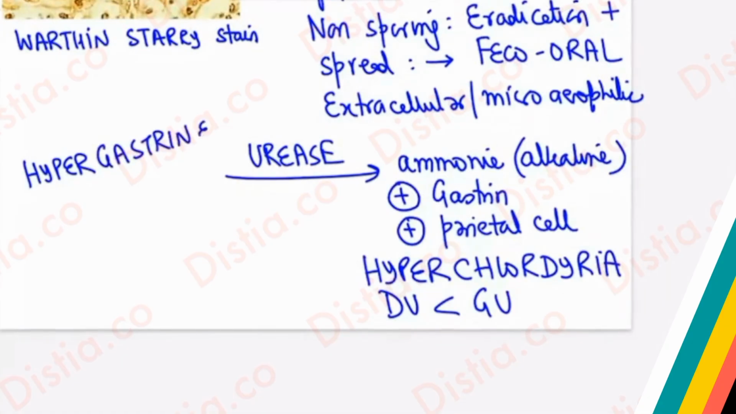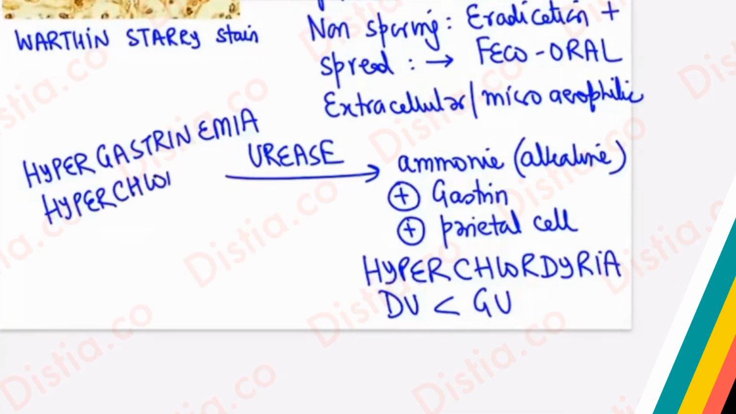There would be a hypergastrinemia occurring in this patient with hyperchlorhydria. Subsequently, I'll be teaching you that even with less acid, ulcer can be there. I mean, that looks very surprising. I'll explain to you how that is possible.